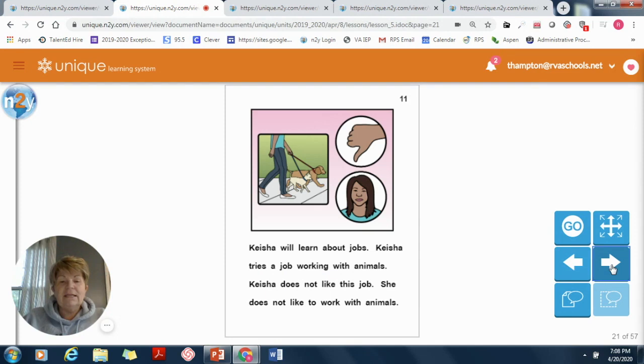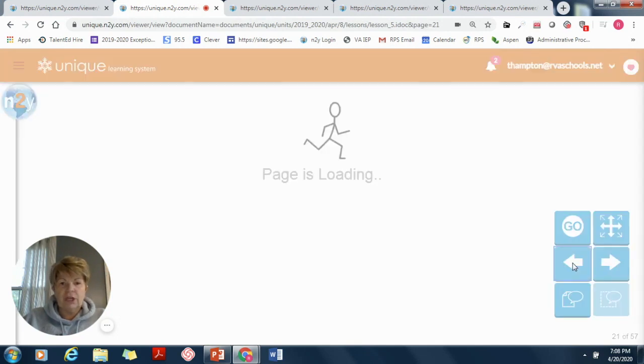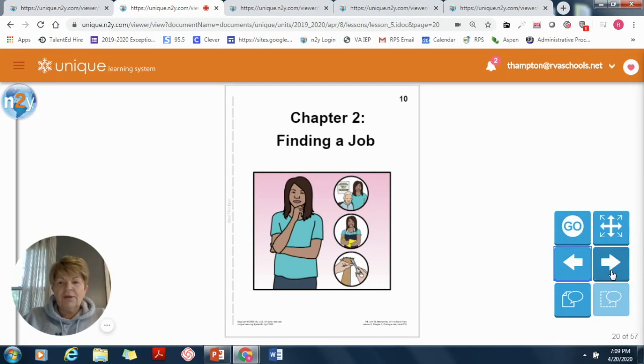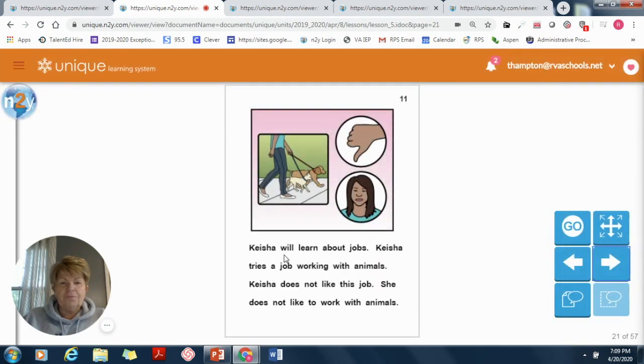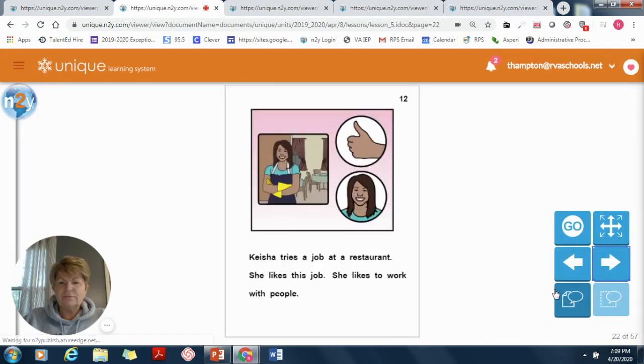So Keisha actually went out to learn to do different jobs. So on finding a job, we see that she's going to learn about different jobs. She's going to try the jobs that she's working on to estimate what she likes. So here she's looking at one of working with animals. Okay, she decides against it because she doesn't like to work with animals.